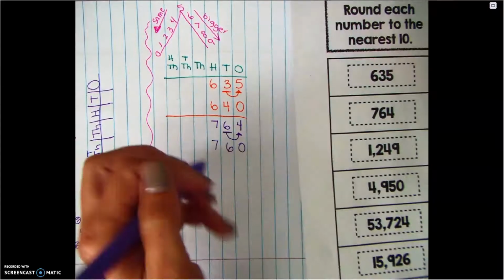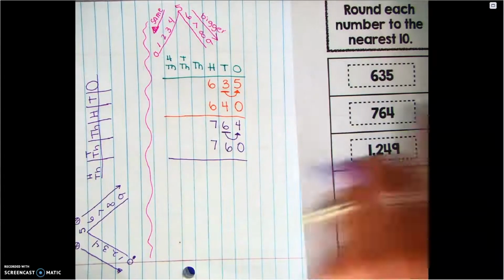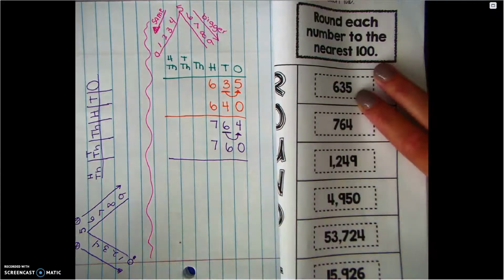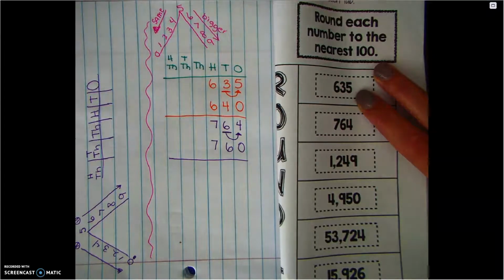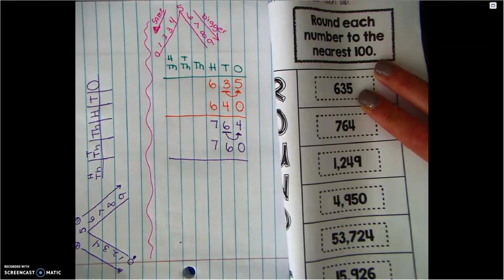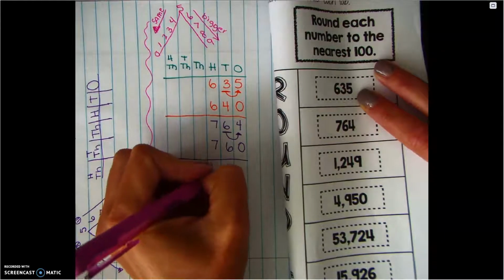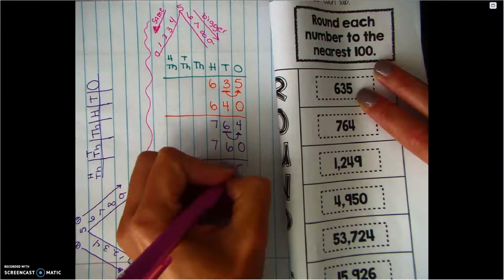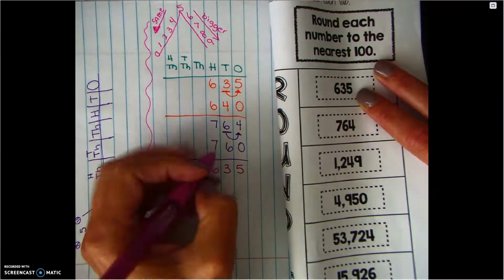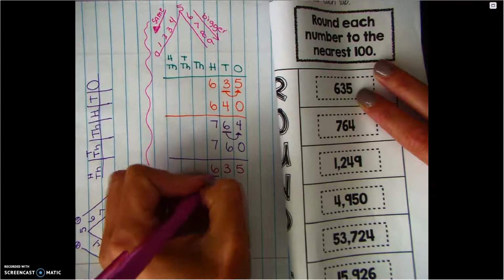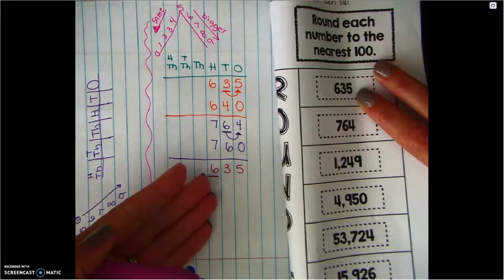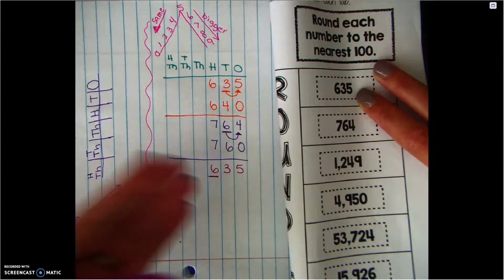All right, let's try it now, but let's look on the other side. And now, this one, the directions are a little different. It says round each number to the nearest 100. So now the first thing is to write the problem. 635. But now I have to underline the hundreds, because that's the number I have to decide. Is this number closest to 600 or 700?